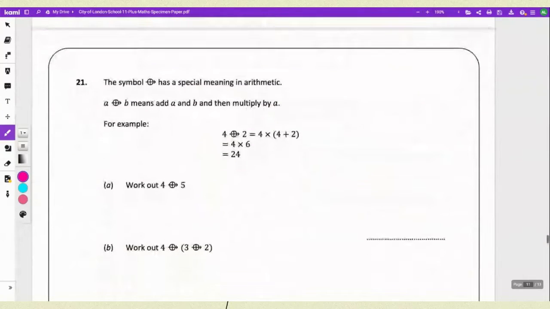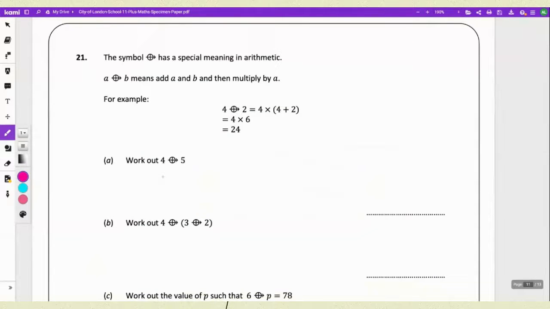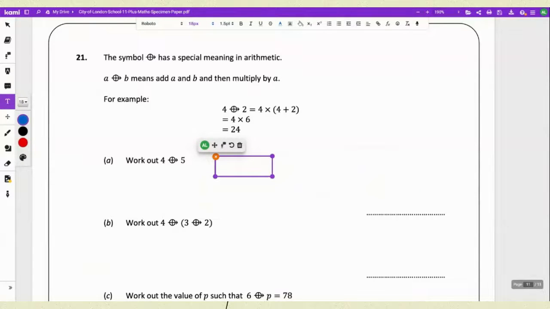So now we are on 21. In 21, they are telling you about the symbols now. They're telling you to work out what is 4, that symbol 5. So now I'm going to use a text box for you all. So you know that 4 multiplied by, a bracket will come, 4 plus 5. That gives you 4 multiplied by 9. And then you have to open the brackets and you'll get your answer as 36. So your first answer we got is 36.